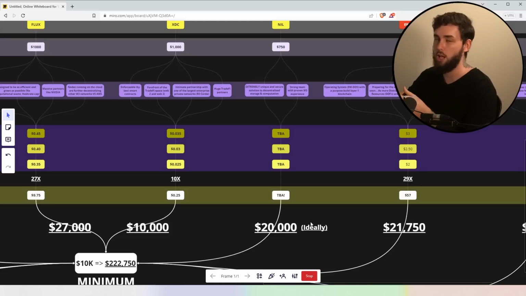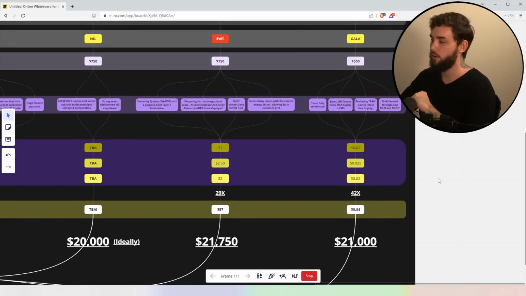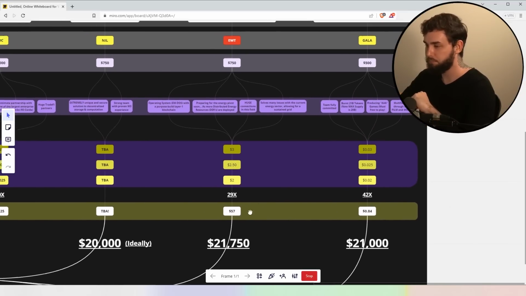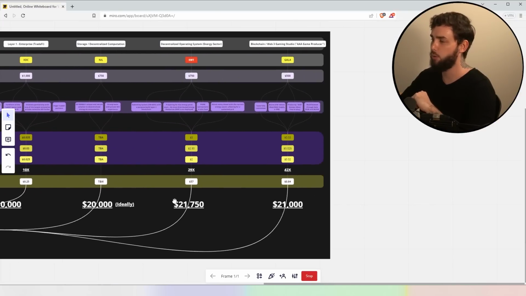It can obviously be a lot more than that or a lot less depending on how it launches, but the good thing is it's under the radar right now. EWT, and over here Gala. So very reasonable. And then I've extracted how much. From that $2,000, if we 17x $2,000, how much is that? And I've gone through and calculated that for every single one of these projects.